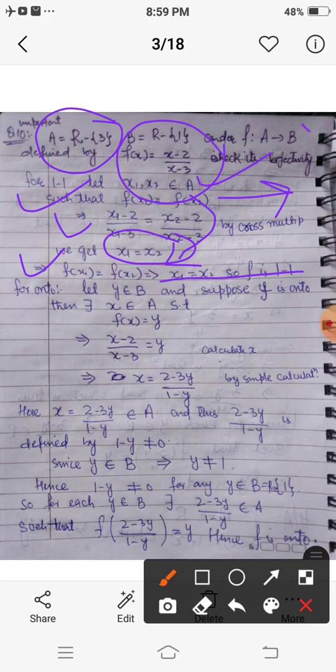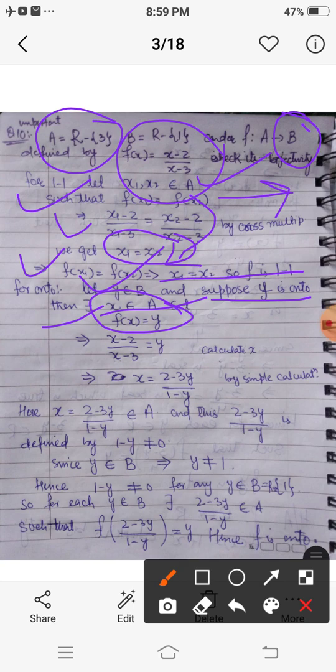Now for onto function. Let y belong to B, meaning it is an arbitrary element of B. So this means it is a real number except 1. Suppose that f is onto, which implies that this element should be in the range of f, that is, there should exist an element x in A such that f of x equals y.